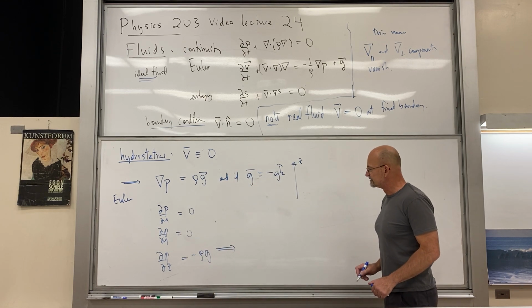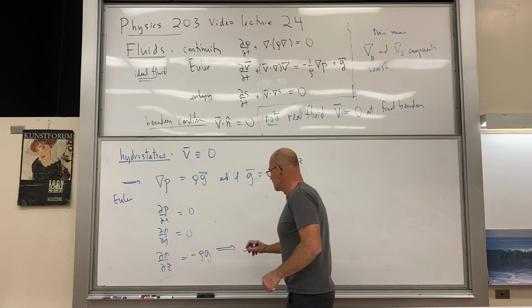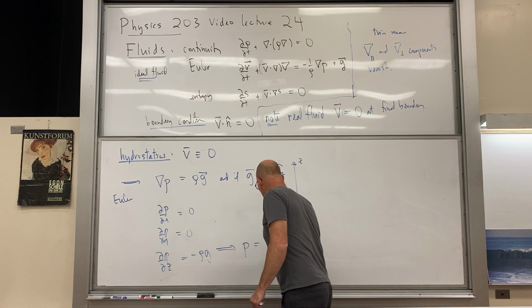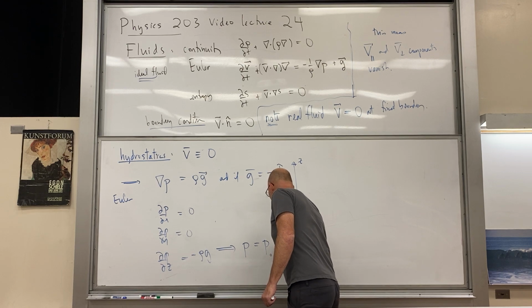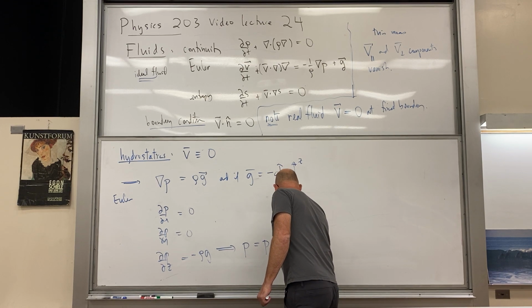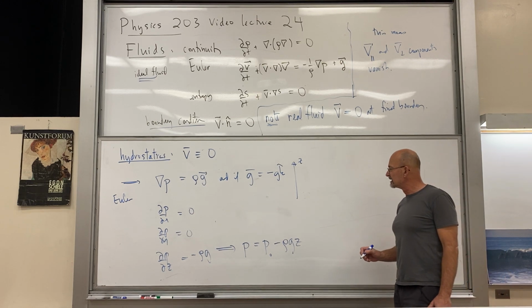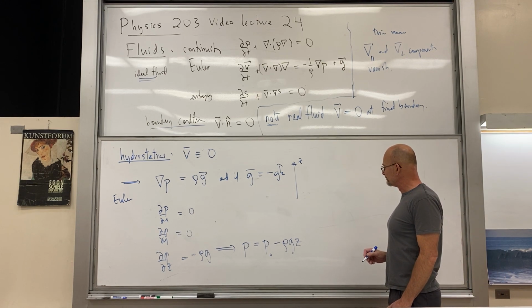and just concentrating on this one here, P is equal to P0 minus rho G z. So that's the good old pressure depth formula that you've probably seen before.